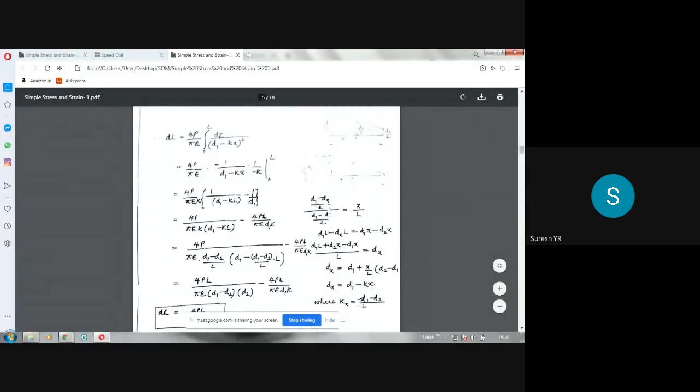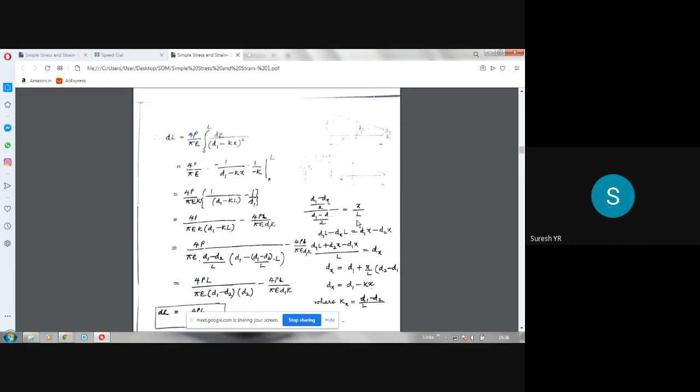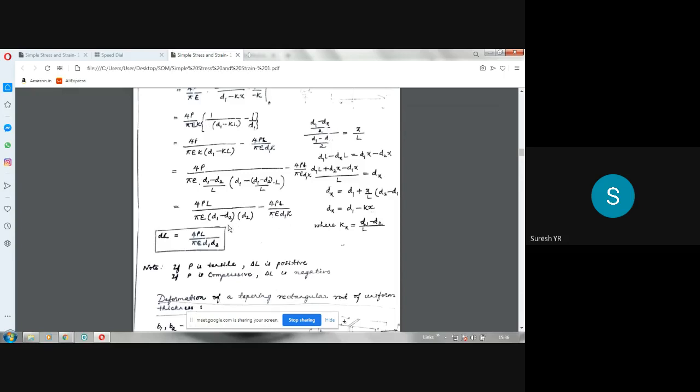How you got that, I have explained here by using the similar triangle principle. You have to draw a line here, compare this bigger triangle with this smaller triangle, and take the ratios of the corresponding sides. They should be equal. That is the property of a similar triangle. Using this, I have got an expression for dx as d1 minus kx. That I have used here. Afterwards, I substituted for k, and we got the final answer like this. You can just try this substitution. This is a very important derivation.